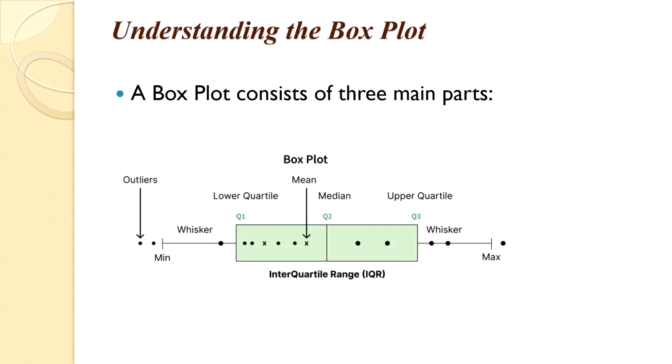In this diagram of a box plot, three main parts are clearly mentioned. What are the main parts? The IQR, which contains Q1, Q2, Q3, then the minimum value and the maximum value. This is a diagrammatic representation of the box plot. Beyond the minimum value is called an outlier, and beyond the maximum is also known as an outlier.